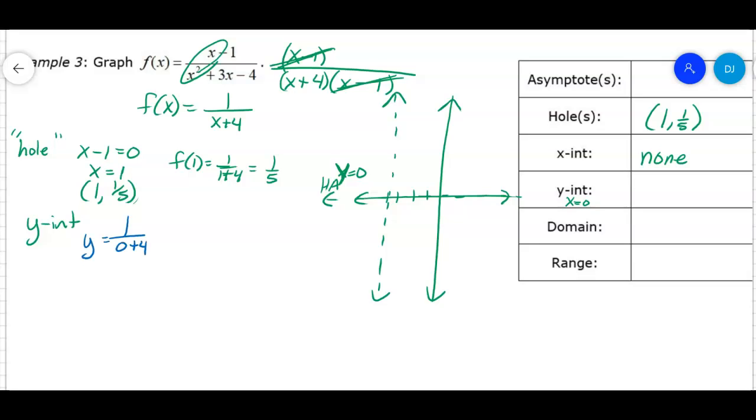Okay, we're writing in blue now. Because we know that the x value is going to be 0, the y value is just going to be 1/4. Okay, and then the domain, that's going to end up just being all of the values, but let's go ahead and graph some of these things. So we have a hole at 1 and 1/5. And then our x-intercept, there is none. And we do have a y-intercept, it's going to be 0 and 1/4.